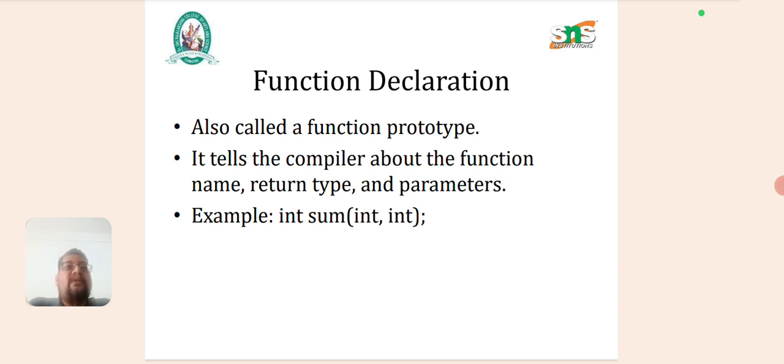For example, we can create a sum function with the integer data type, that is int sum. Sum is nothing but the function name, and then int comma int. So these two types of parameters we are passing in the prototype. This must be similar to what we are going to write in the C program. Okay. This is an example for a prototype.